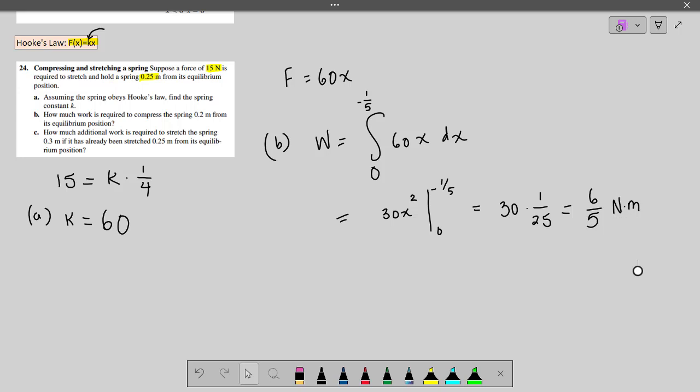And what's the other word for a Newton meter? A Newton meter is also known as a joule. A joule is just another unit of measure. It means the same thing as a Newton meter. I don't care if you write it as Newton meter or joule. It does not matter. Either way is completely fine. So 6/5 Newton meter.